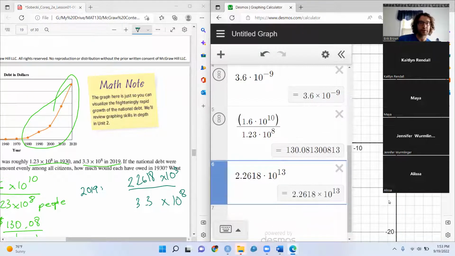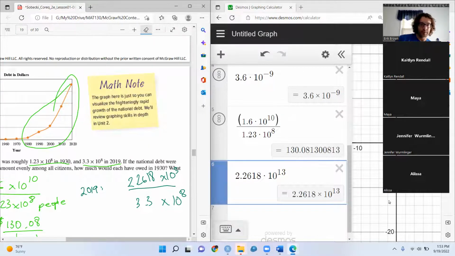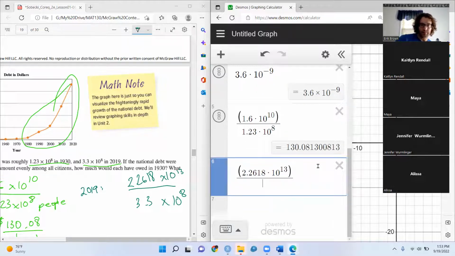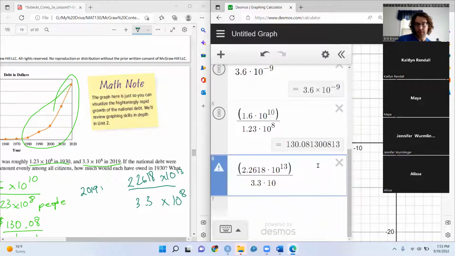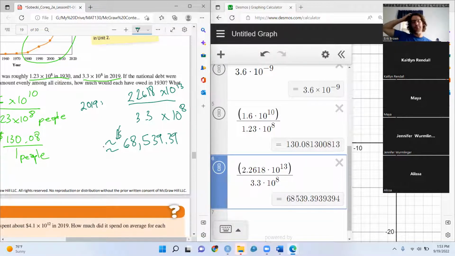That should be a 13th there. I think you can't see it very well. There we go. Divided by 3.3 times 10 to the 8th. Ooh. Yikes. So $68,539.39. And we can pay off our national debt.